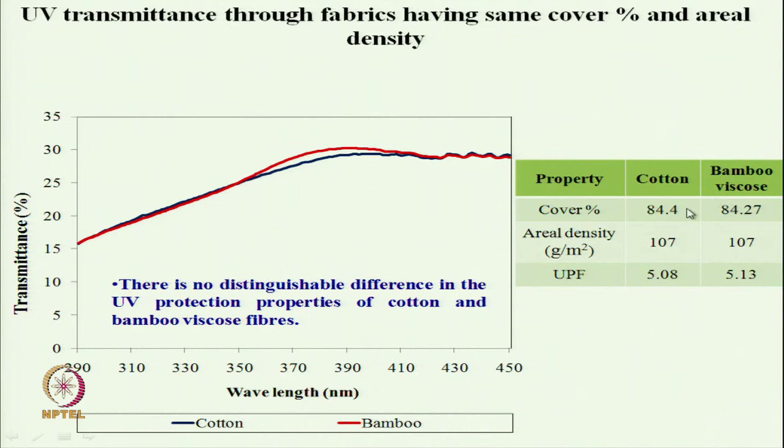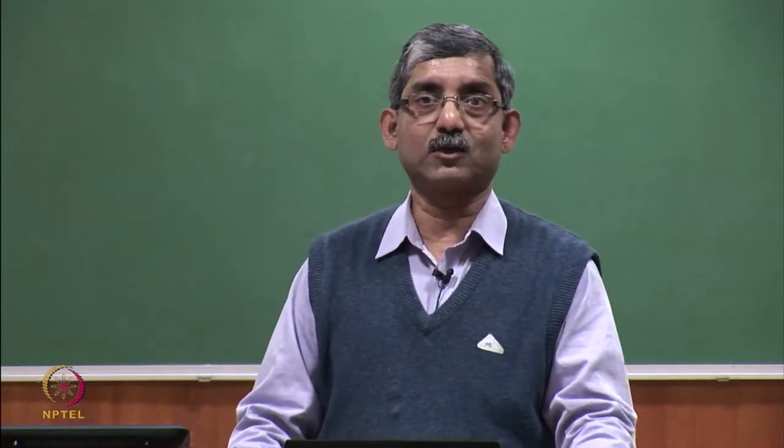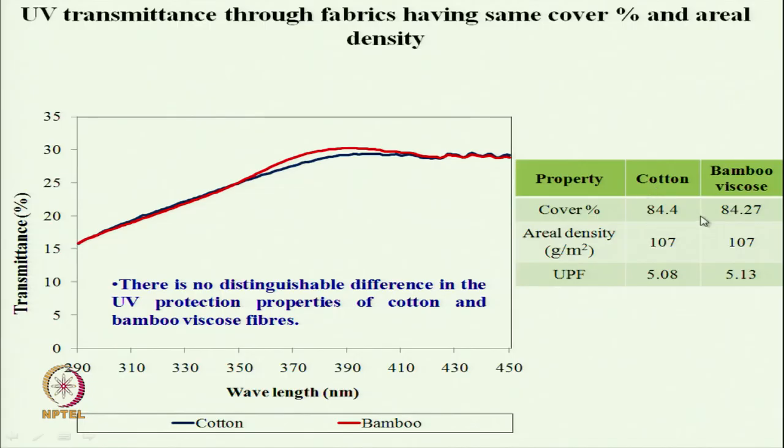In the gray stage, we have arranged the ends per inch and picks per inch in such a fashion that after shrinkage, after washing, the fabric's cover percent becomes 84%. This we have done based on previous experimental results. If we know the shrinkage percent, we can manipulate the structure. So, effectively cotton and viscose, as far as mass per unit area and cover percent are concerned, are exactly the same, and for that this figure shows there is effectively no distinguishable difference in UV protection properties of cotton and bamboo viscose fiber.